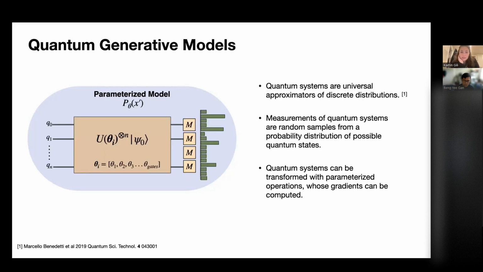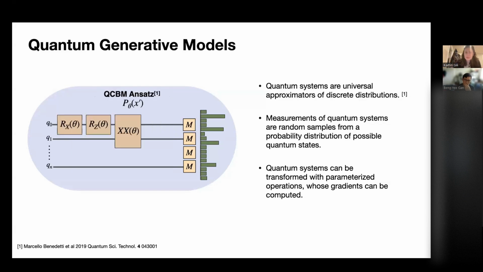As well, measurements of quantum systems are random samples from the probability distribution over those possible quantum states. So in this way, you could think of generating samples from a generator as akin to taking quantum measurements. Again, quite a natural fit. Quantum systems can be transformed with parametrized operations. So these parametrized unitaries can transform us from one distribution to another distribution. And we can compute gradients of these quantum circuits using the parameter shift rule. It doesn't mean that we can compute gradients efficiently, and tools for training quantum circuits in general is still very much an open field, and there are many open research questions.